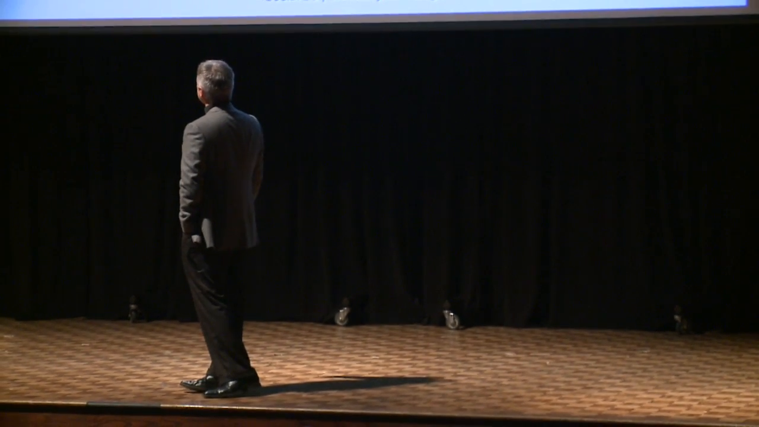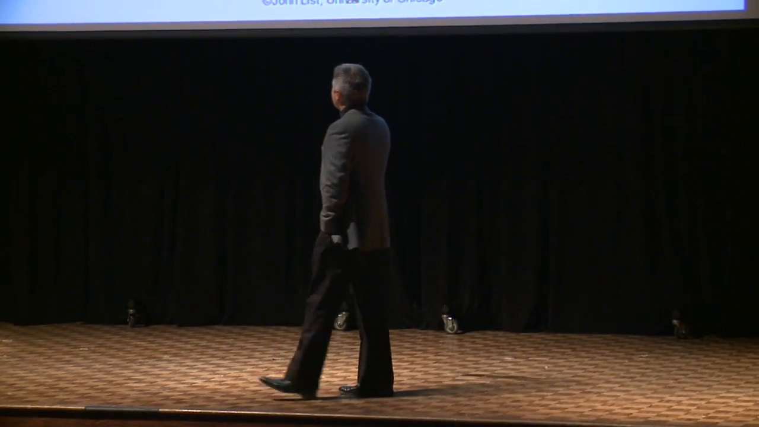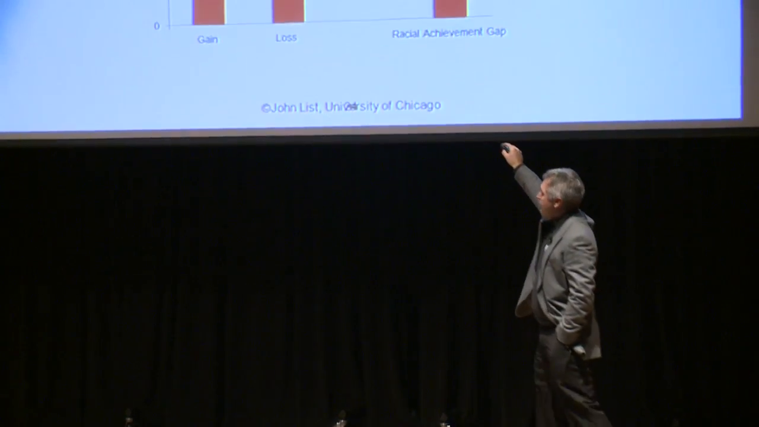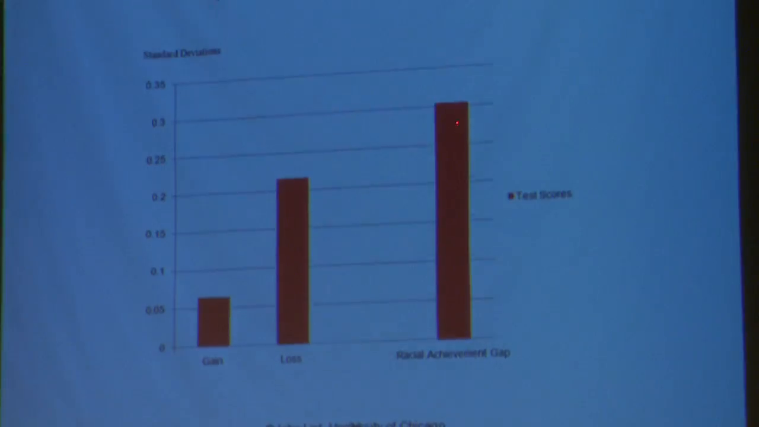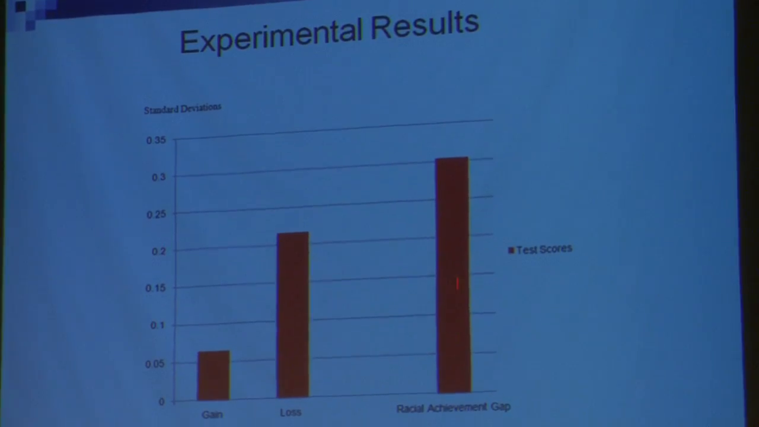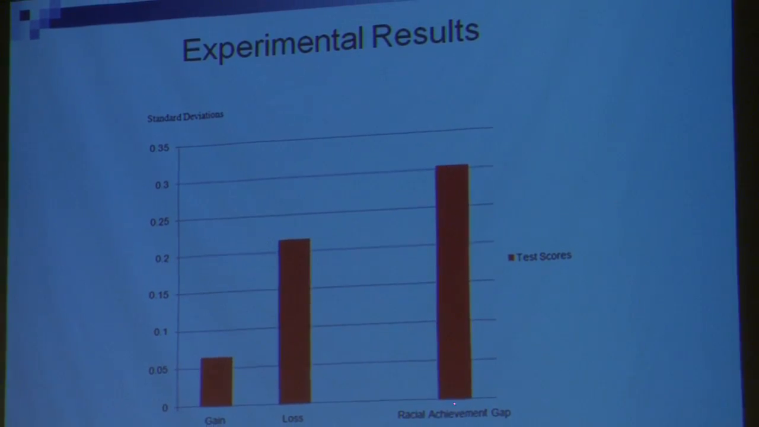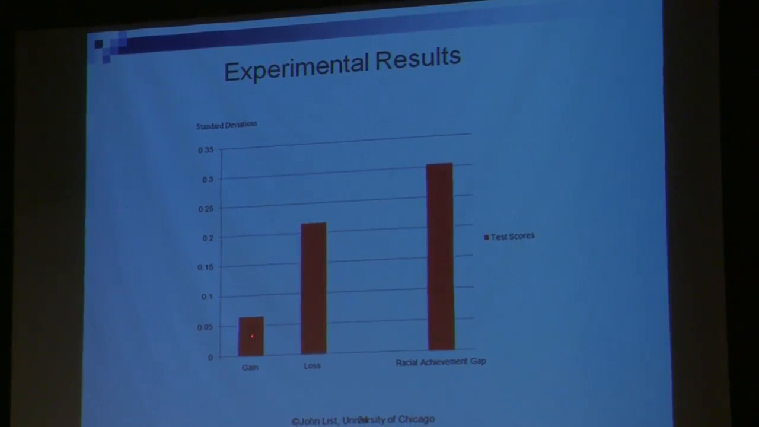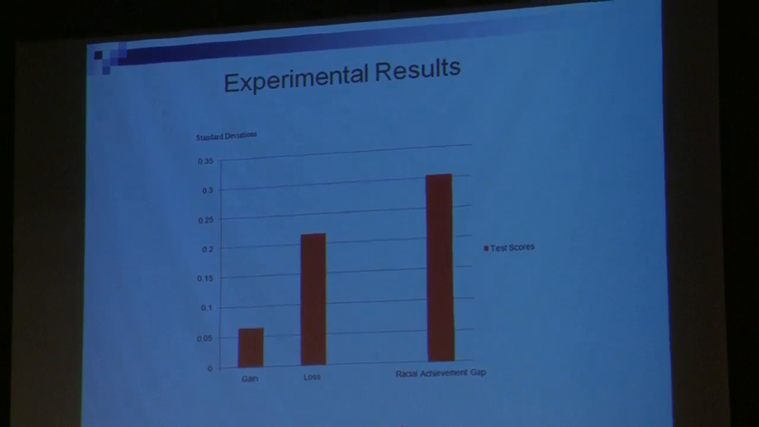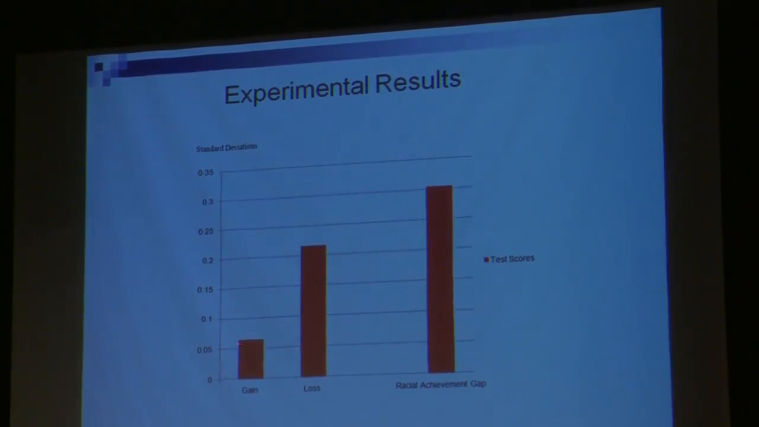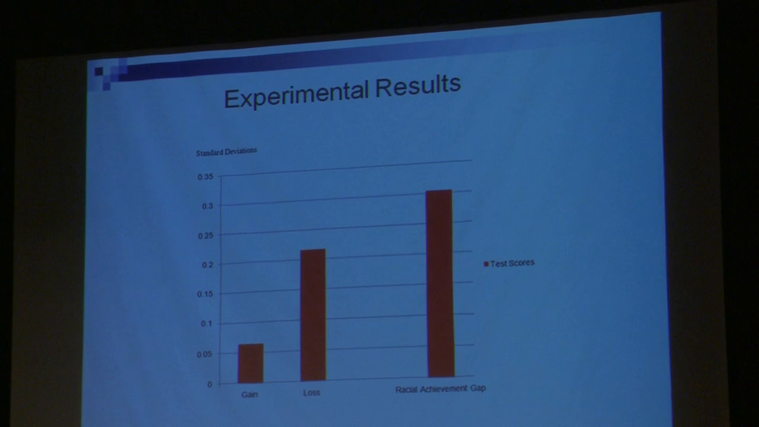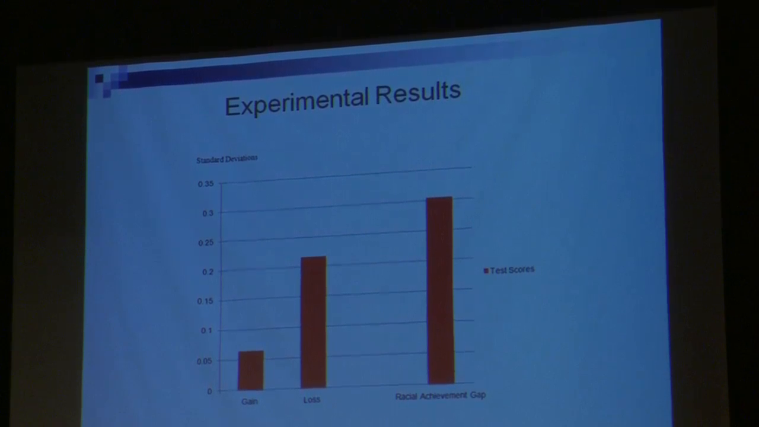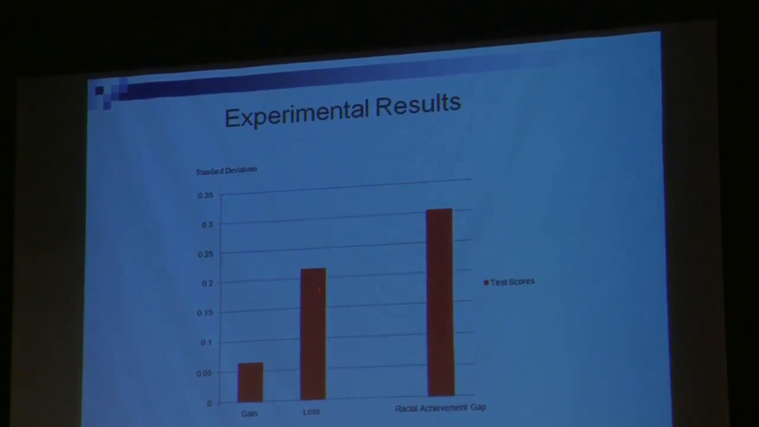Here's what happens. This is in standard deviations. This is the racial achievement gap here, the difference between the average white student and the average black student. This is what happened with the gain domain. It's not different from the control. The control is normalized to 0 here. So this is consistent with all the other studies that have been done. But here's what happens in the loss treatment.